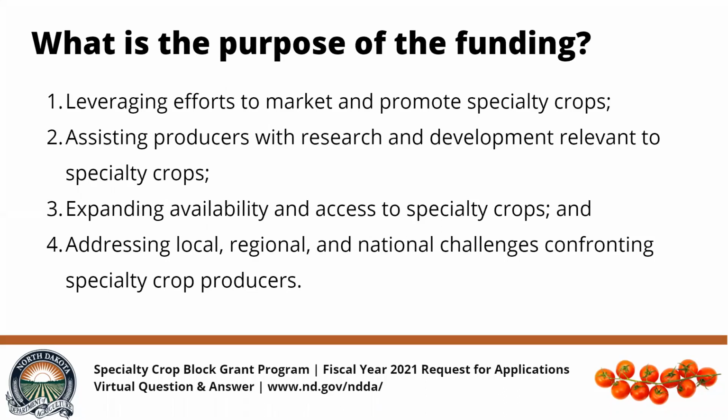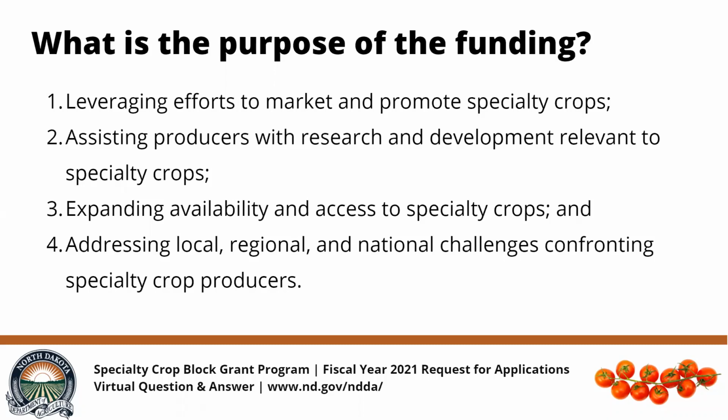The purpose of the Federal Specialty Crop Block Grant Program is to solely enhance the competitiveness of specialty crops. This mission statement should guide the overall development of your project. Enhancing competitiveness may include developing local and rural food systems and improving food access in underserved communities. Specifically, grant purposes may include leveraging efforts to market and promote specialty crops, assisting producers with research and development relevant to specialty crops, expanding availability and access to specialty crops, and finally, addressing local, regional, and national challenges confronting specialty crop producers.